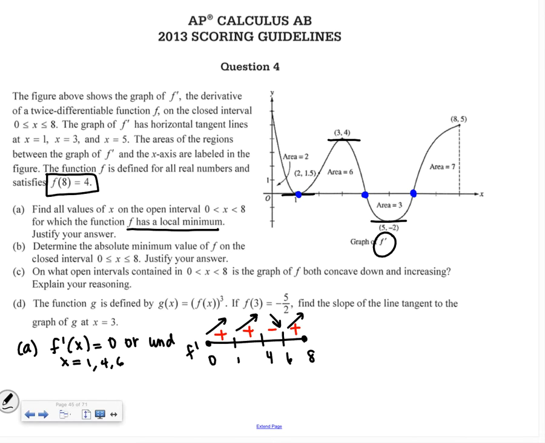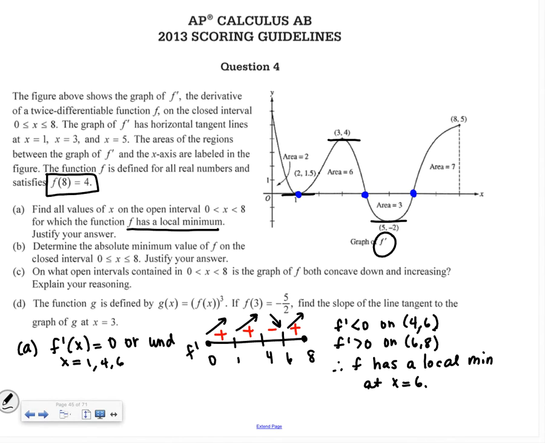So it asks for when f has a local minimum. In order to have a local minimum, you would need to change from negative to positive, so it's only going to be at x equals 6. So we would need to write what's in that chart. So we would need to say f prime is less than 0 on 4 to 6, and f prime is greater than 0 on 6 to 8. Therefore, f has a local min at the x value of 6.